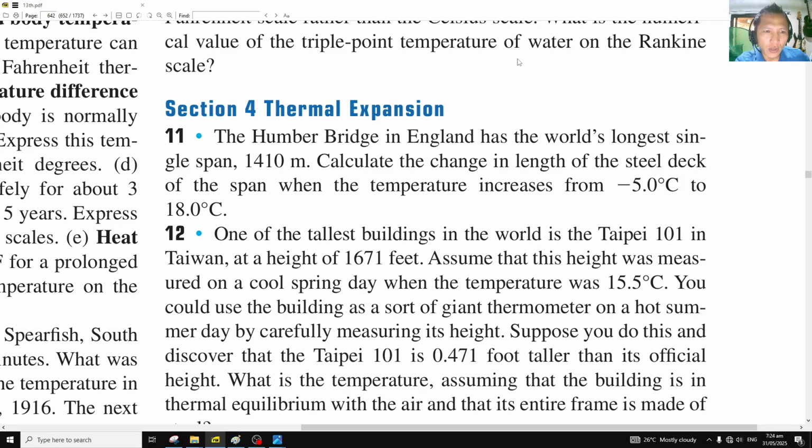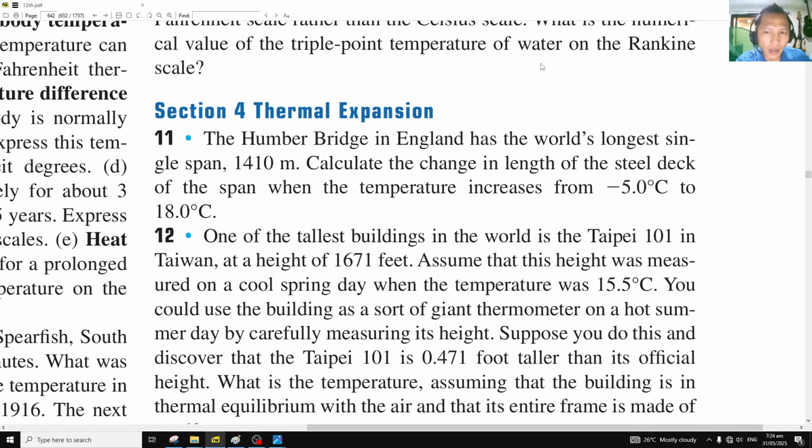Thermal expansion. The Humber Bridge in England has the world's longest single span, 1,410 meters. Calculate the change in length of the steel deck of the span when the temperature increases from -5 to 18.